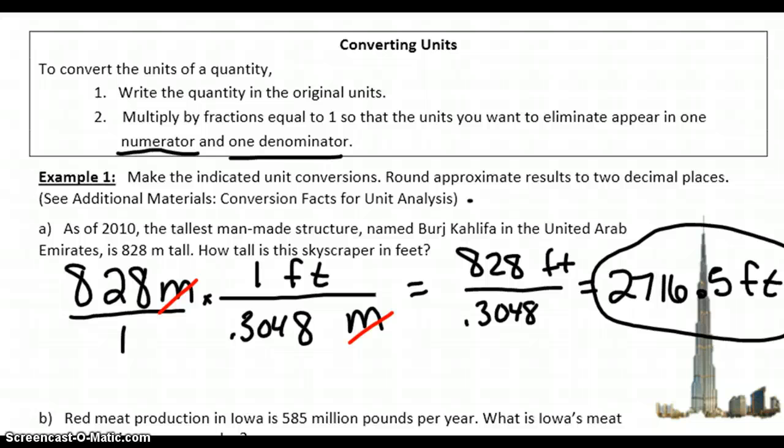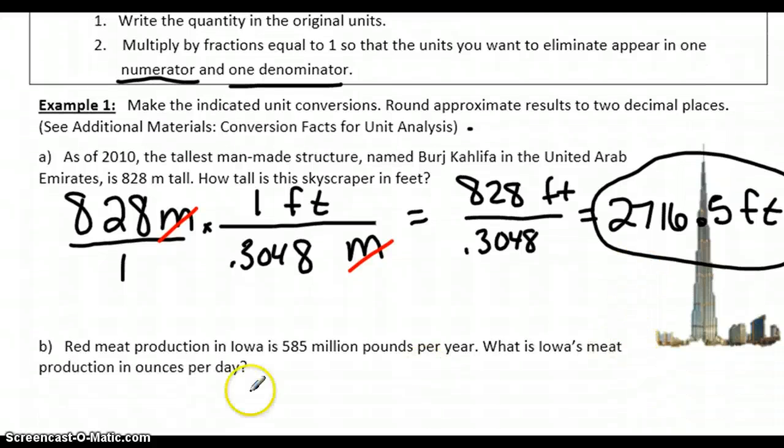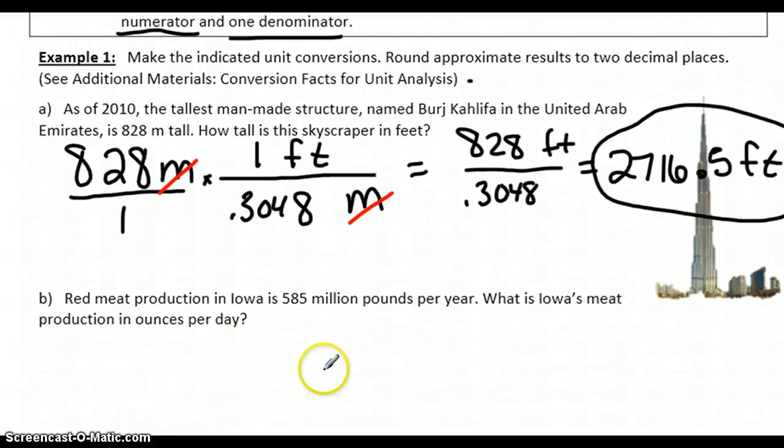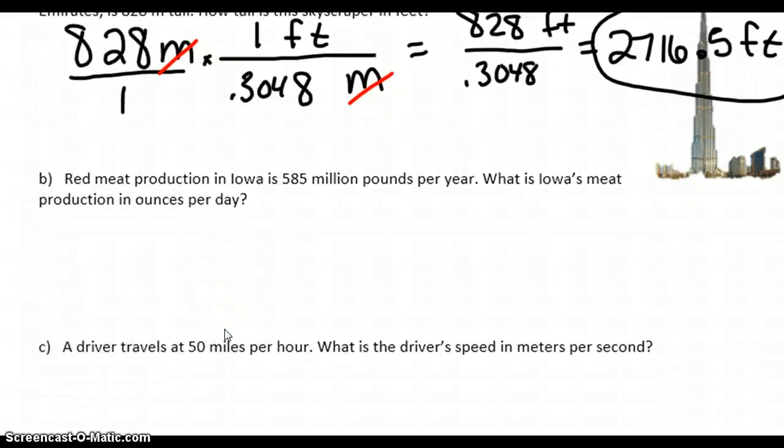Alright, so let's look at another example. We can see the one below just starting to pop up. It's about red meat production in Iowa. That's 585 million pounds per year, and I want to know how many ounces per day we're talking about. Okay, so the first step is to write the units on what I'm talking about.